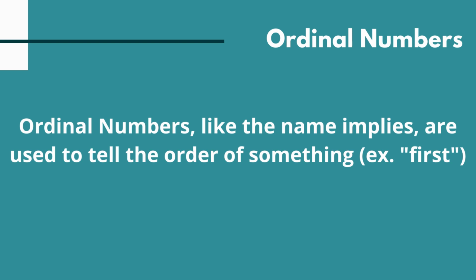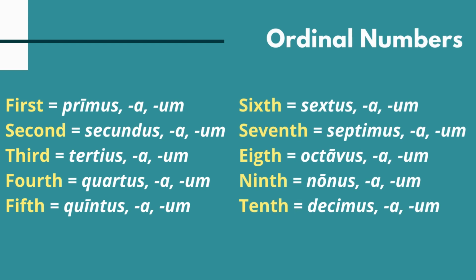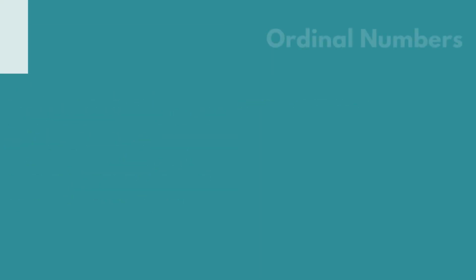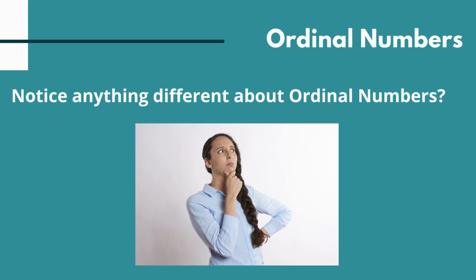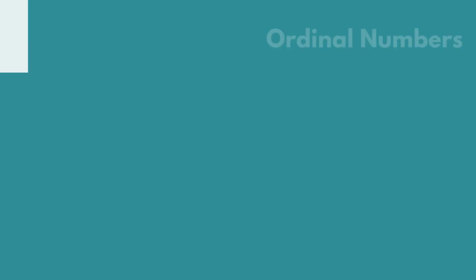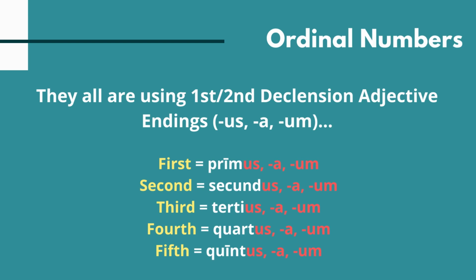And they look a little different in Latin, of course, because they're not doing the same thing as cardinal numbers. So if you were to say first, you have primus, a, um. Second is secundus, a, um. Third is tertius, a, um. Then we have quartus, quintus, sextus, septimus, octavus, nonus, and decimus. So right off the bat, something should catch your attention here, something that's different. And the thing that's different is they're all using first and second declension adjective endings, right? Those us endings. So this is a difference from cardinal numbers, where most of them don't have endings.